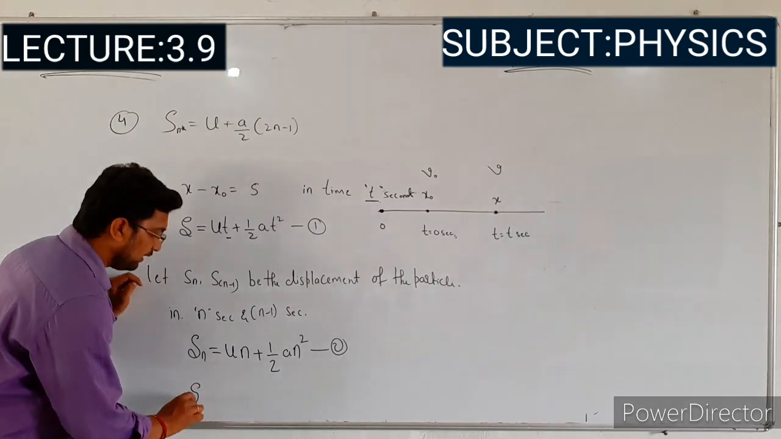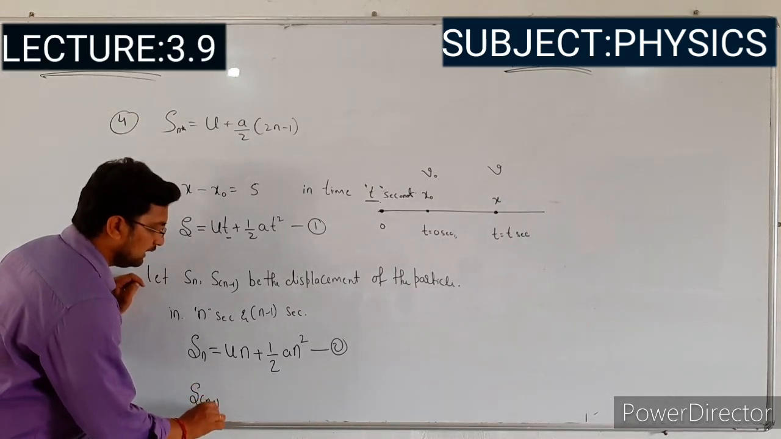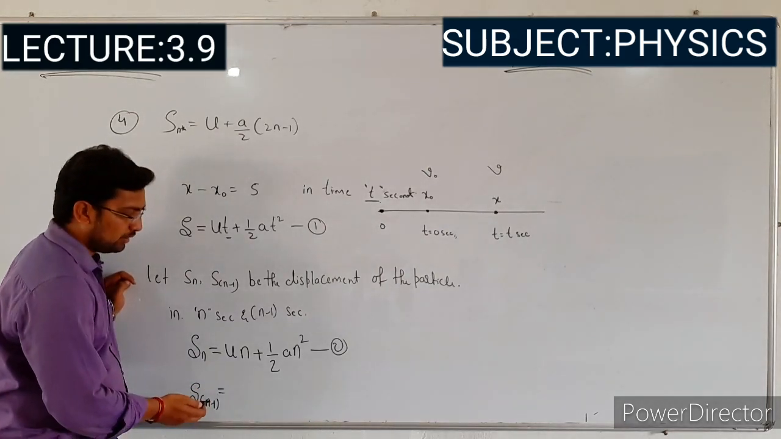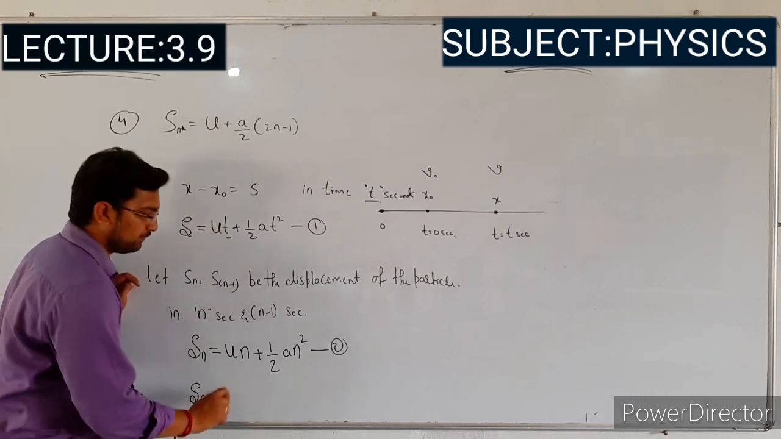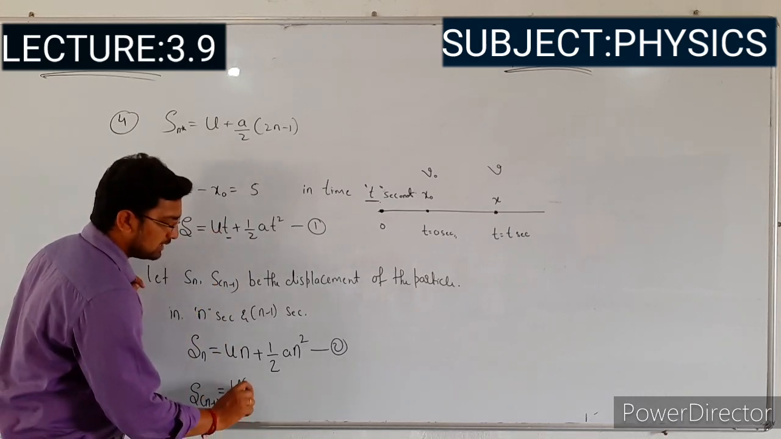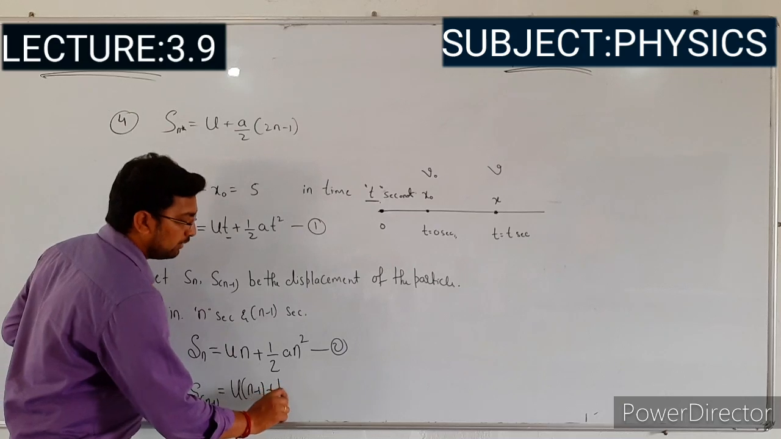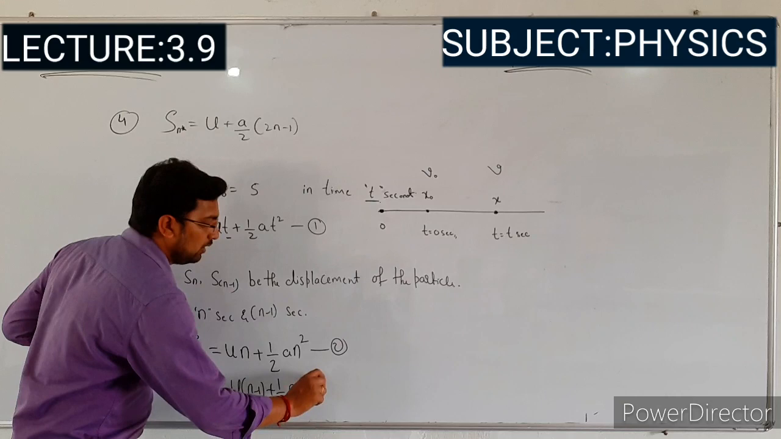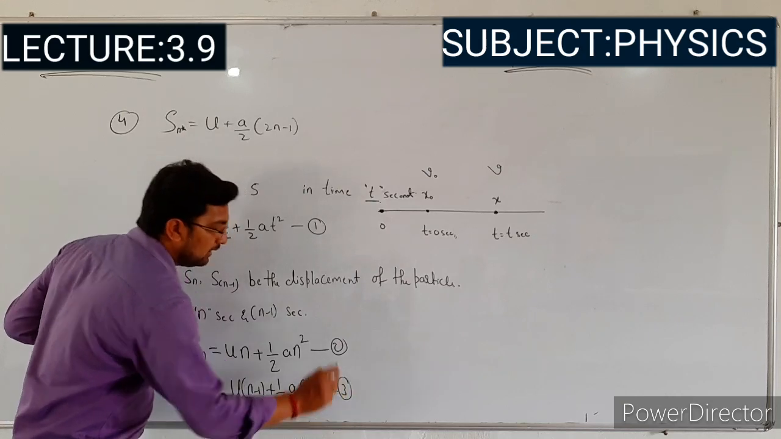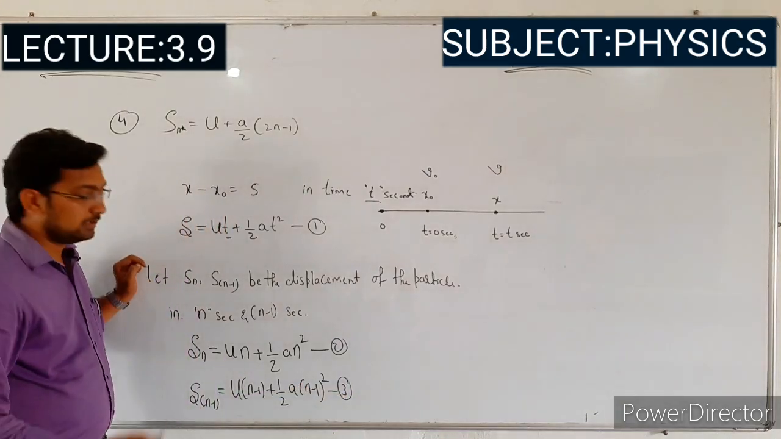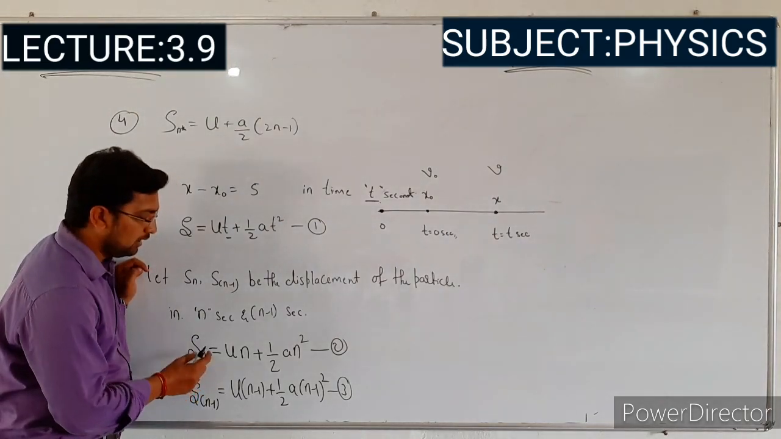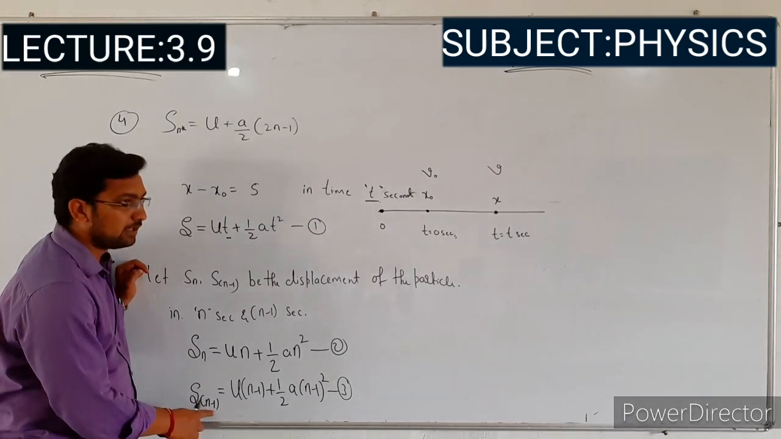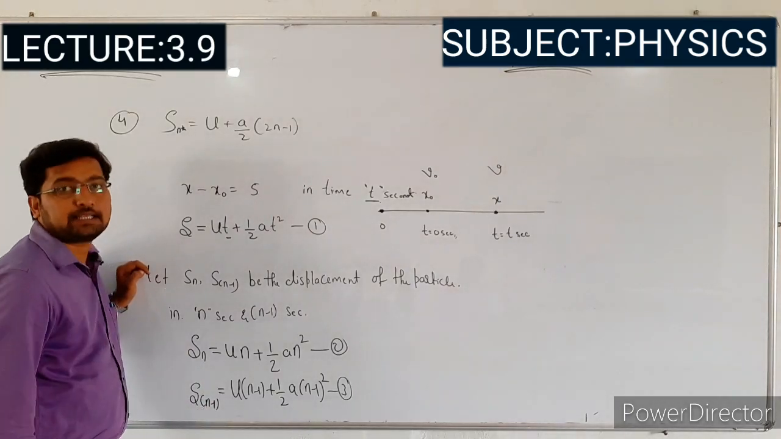Similarly, we are going to find out the displacement of the particle in n minus 1 second. Here substitute n minus 1 instead of t: u into n minus 1 plus 1 by 2 a into n minus 1 whole square. This is our equation number 3. So this gives the displacement of the particle in n second, and this gives the displacement in n minus 1 second.